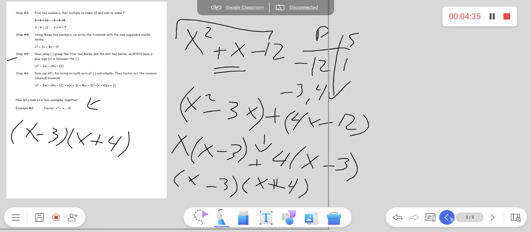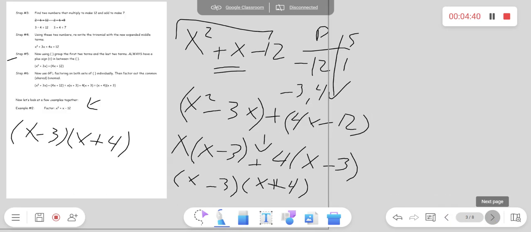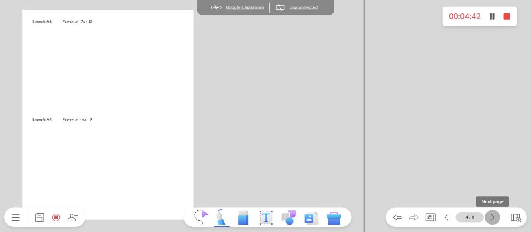The nice part about this video, if you're looking at it saying, Mr. J, I'm not getting it, is you can go back and look at it again. You can always check out where we're going. All right, let's go to our next page here. Let's try this example. This example says x squared minus 7x plus 12. So my product here is going to be a positive 12, and my sum is a negative 7.